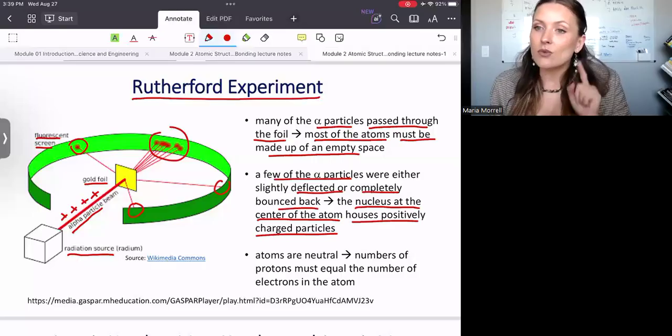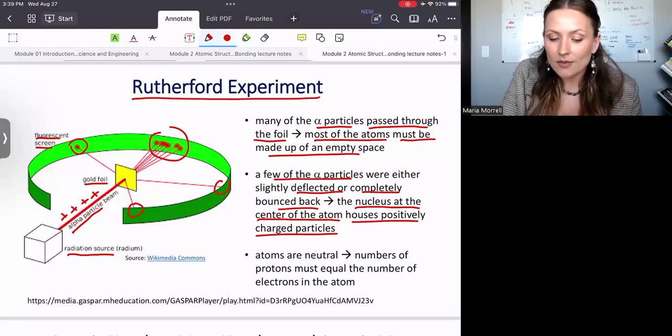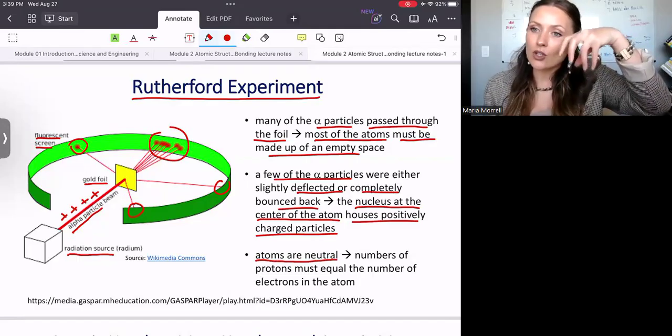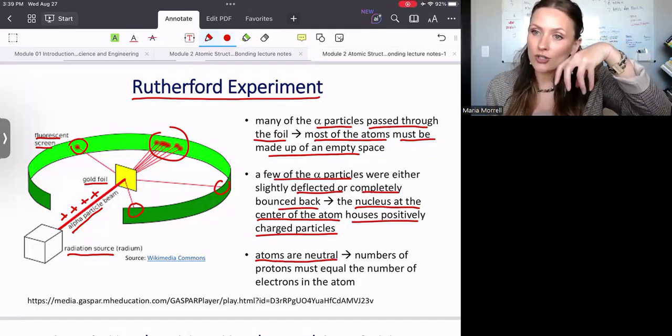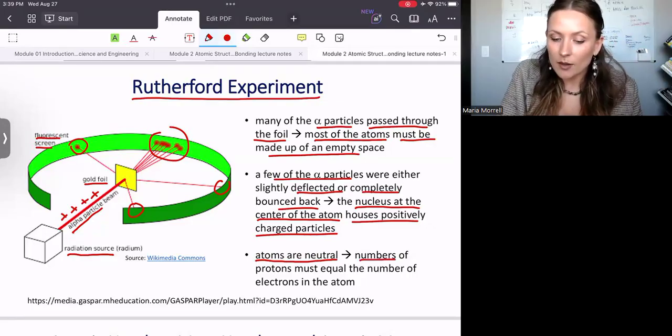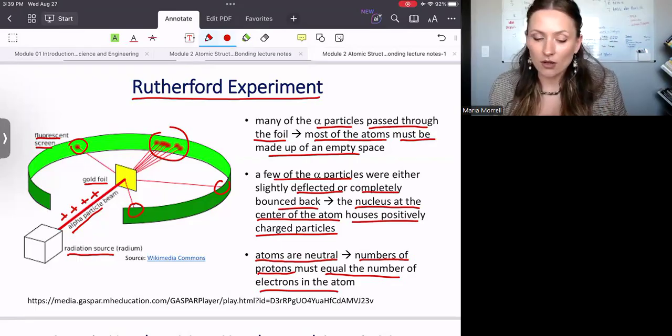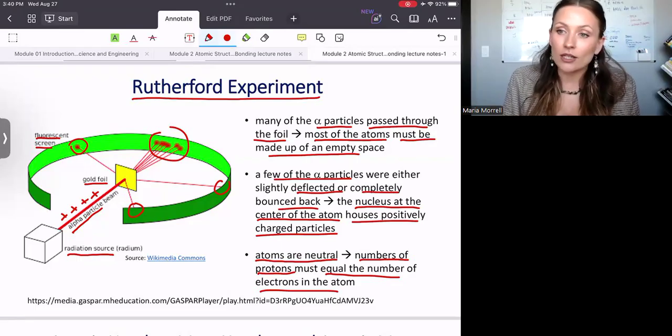But since we did know that the atoms are neutral, and if you have something in the nucleus that is positively charged, that means that the number of protons must equal the number of electrons in the atom to comply with the fact that atoms are neutral. If you'd like to see the visualization of this experiment, please follow this link at the bottom of this slide.